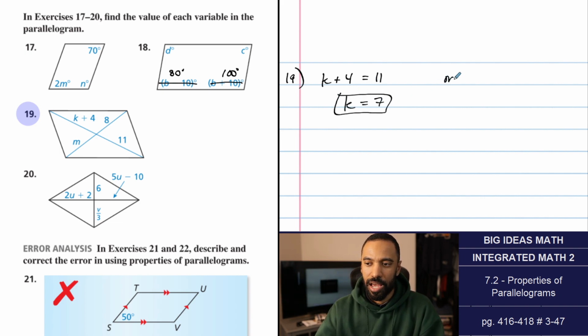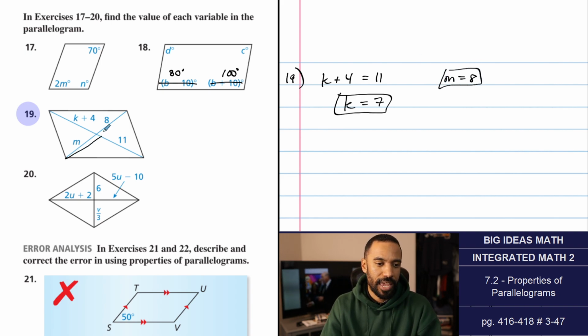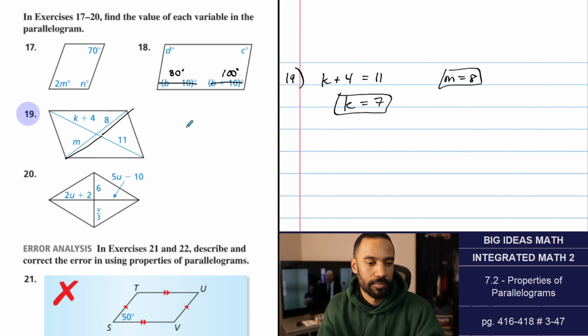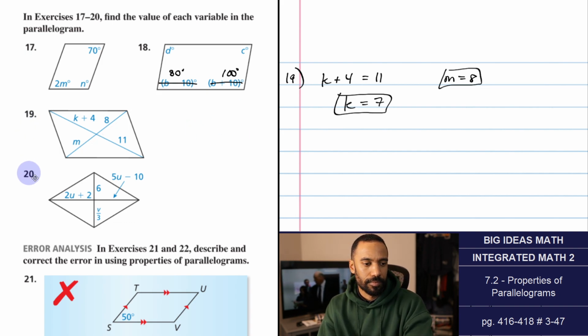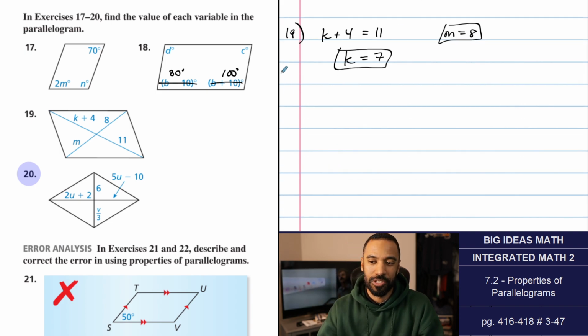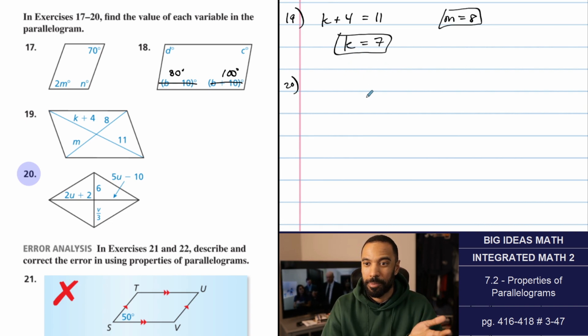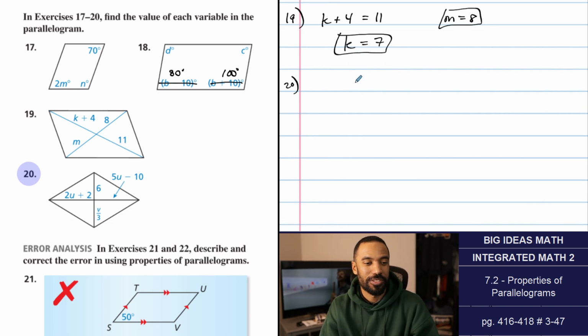And then m is 8. Same thing, diagonals bisect each other. So this m, this 8, same length. And then number 20, I feel like we're cruising along, but it's after the error analysis that they really slow down. They're going to hit us with proofs and critical thinking and the coordinate geometry. That's why I want to count slopes and midpoints.